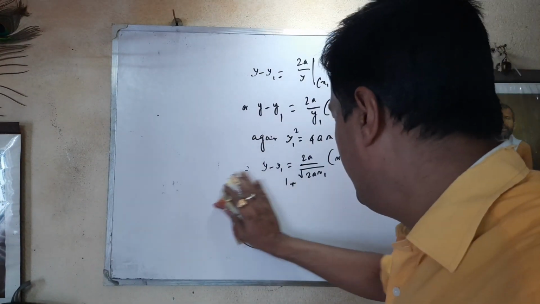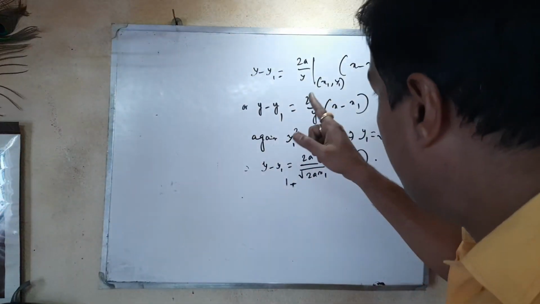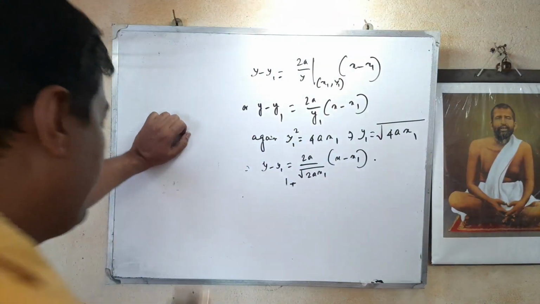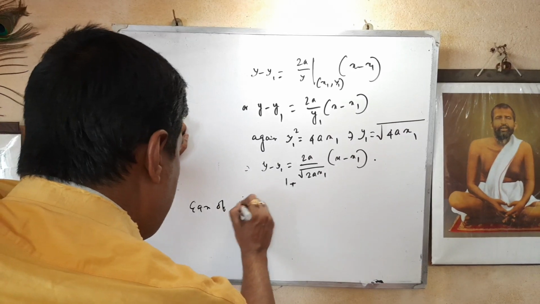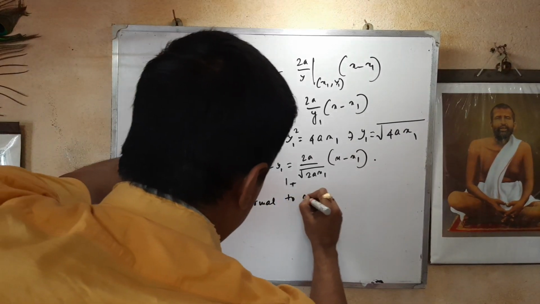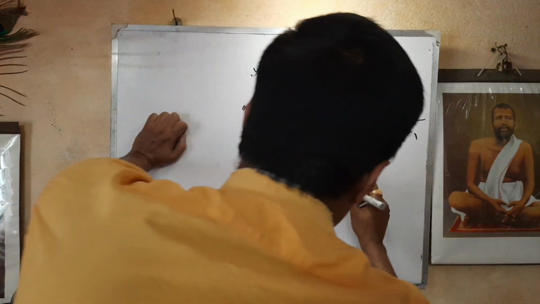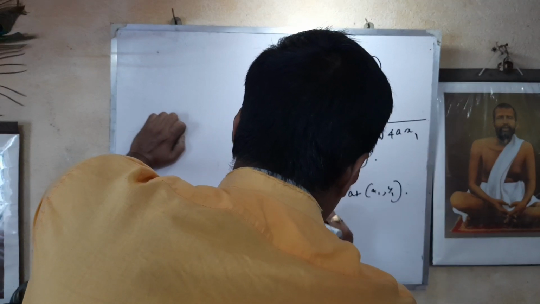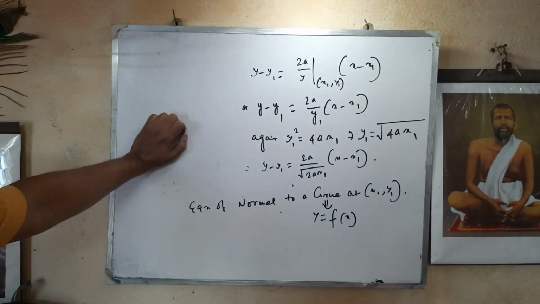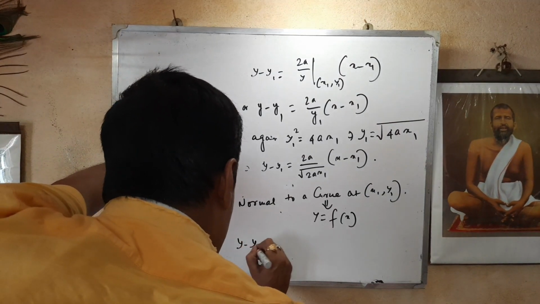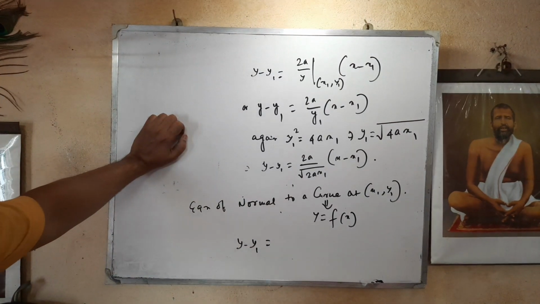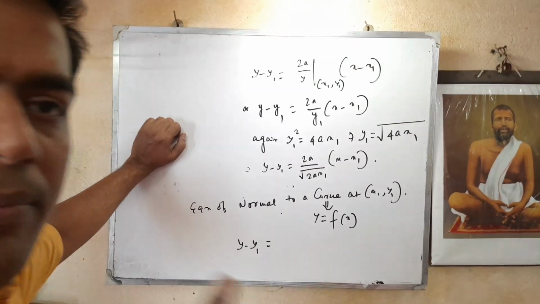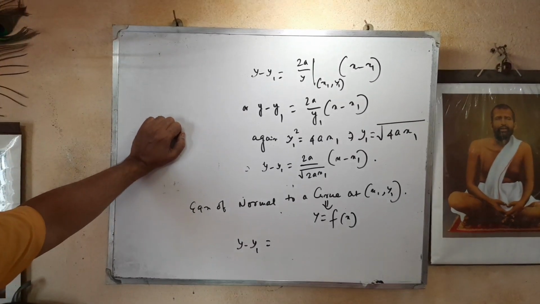Okay, now the equation of normal to a curve at the point x1, y1, where the equation of the curve is y equal to f(x), can be written as y minus y1. Now, the product of the slopes of the tangent and normal must be equal to minus 1. You all know this from the straight line concept.